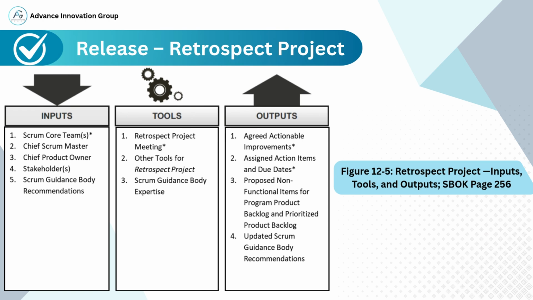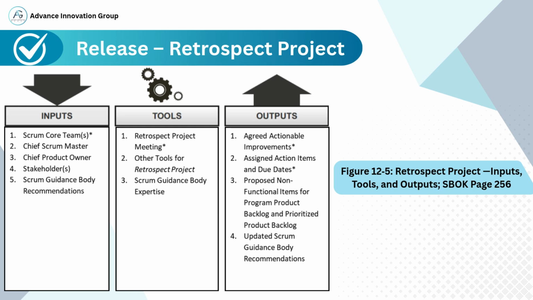In this phase, the focus is on learning and improvement. The retrospect project process helps the team reflect on the entire project, not just individual sprints, and identify ways to do better in the future. Inputs. We start with 5 major inputs.